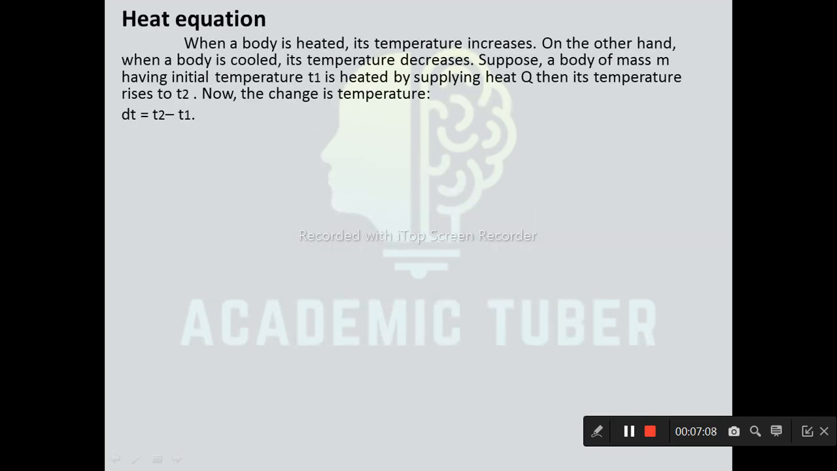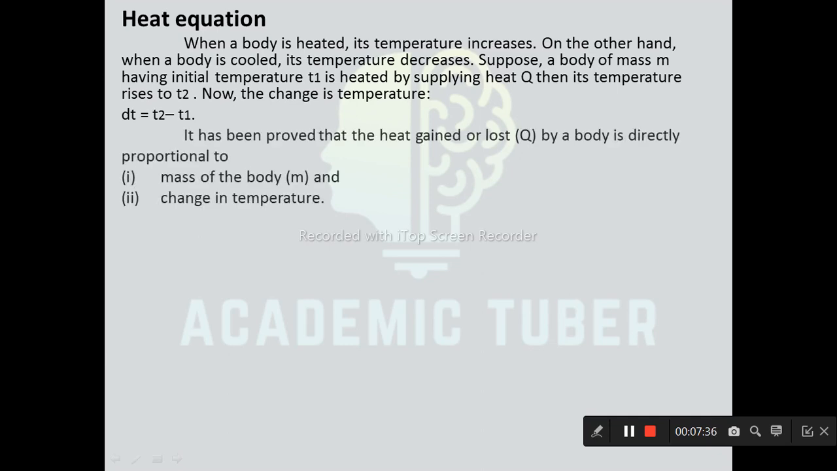Heat equation. When a body is heated, its temperature increases. On the other hand, when a body is cooled, its temperature decreases. Let us consider a body of mass m having initial temperature T1 is heated by supplying Q amount of heat. Then its temperature rises to T2. Now the change in temperature is given by delta T equals T2 minus T1, that is final temperature minus initial temperature.